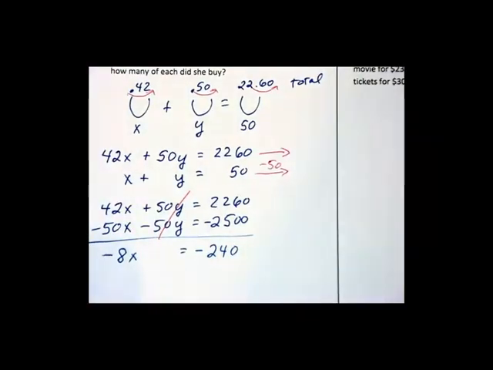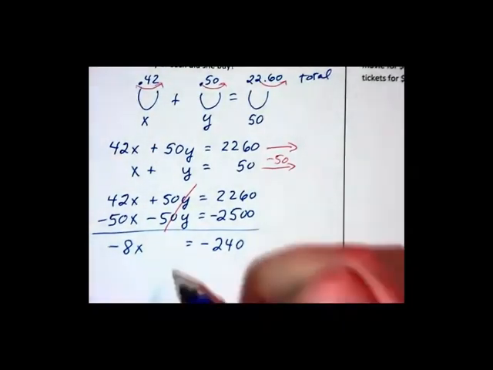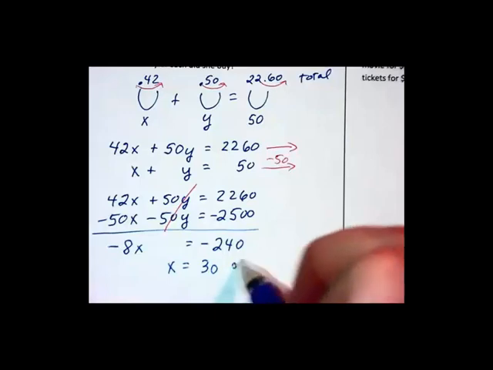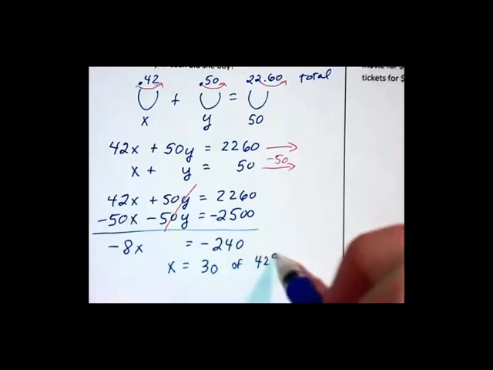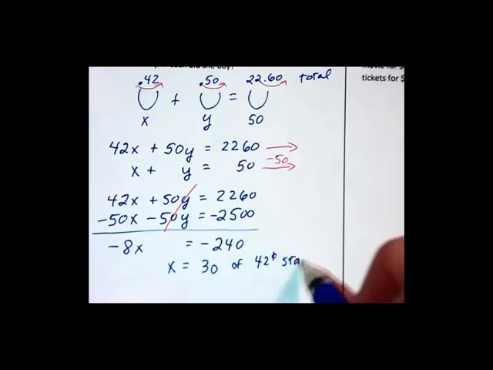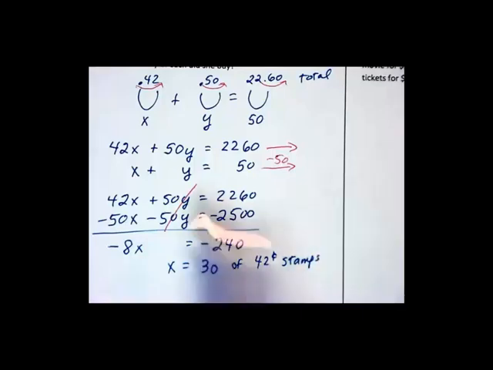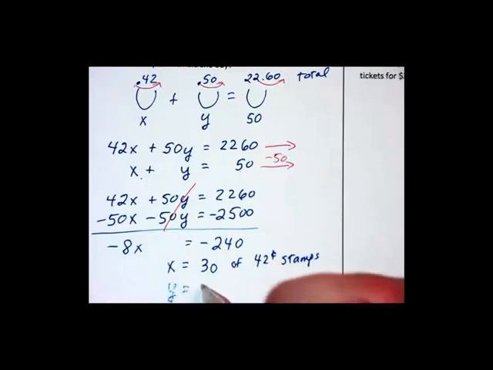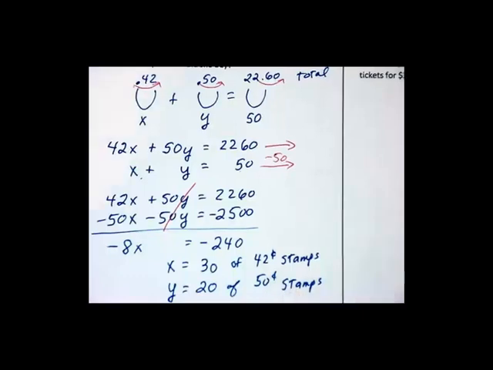When we divide through by negative 8, we find out that x is equal to 30, and x is the 42-cent stamps. And we know that there are 50 stamps altogether, so there's 30 of one type, and you guessed it, 20 of the other type. These are the 50-cent stamps. So we do have a total of 50 stamps, and if we were to do the total, we'd find out it cost $22.60.